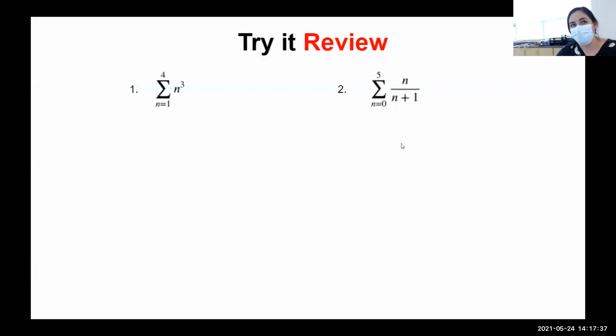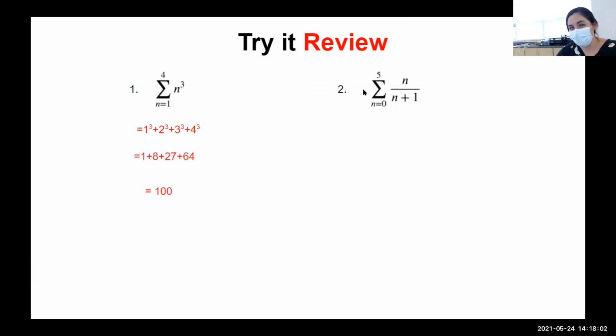So if we review the problem, the first problem was the sum of the first four terms, 1, 2, 3, and 4, because we start at 1 and end at 4, of n cubed, right? So 1 cubed plus 2 cubed plus 3 cubed plus 4 cubed, that's 1 plus 8 plus 27 plus 64, which is 100, right? So it looks like most of us got that, so that's great.